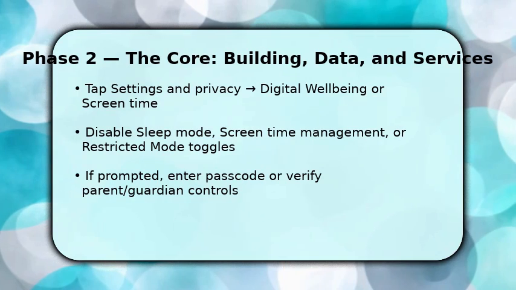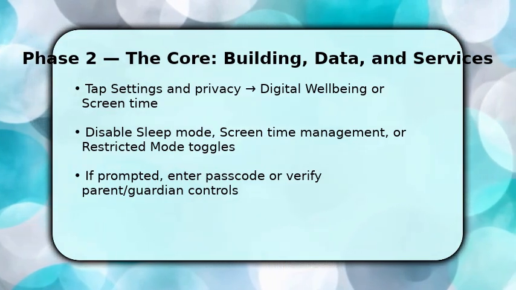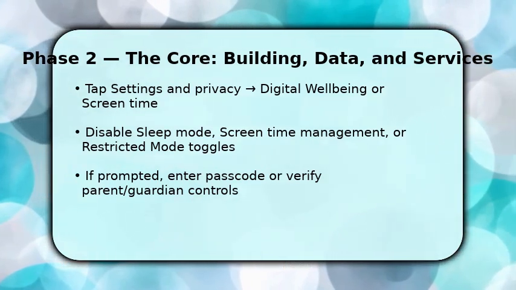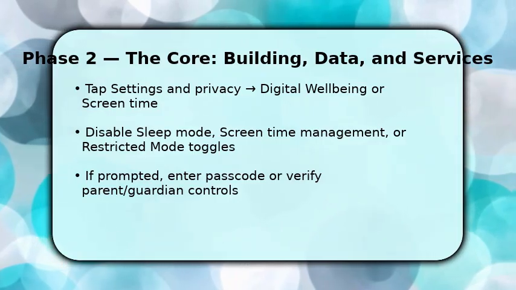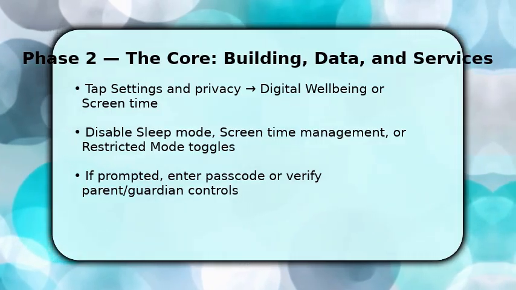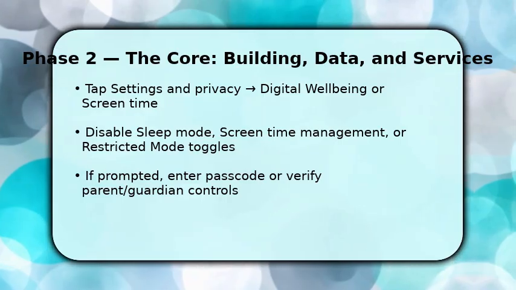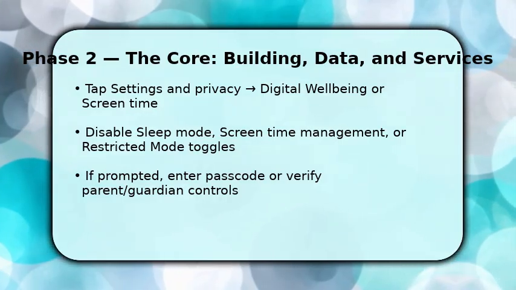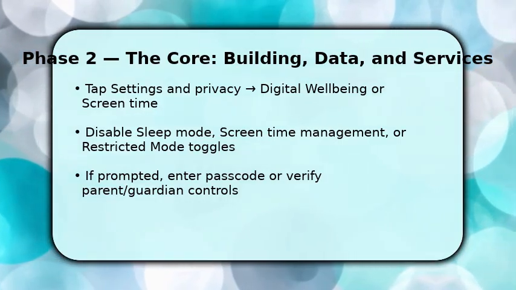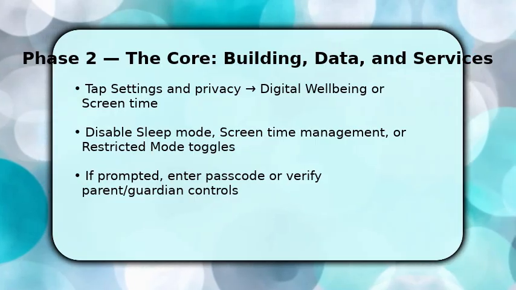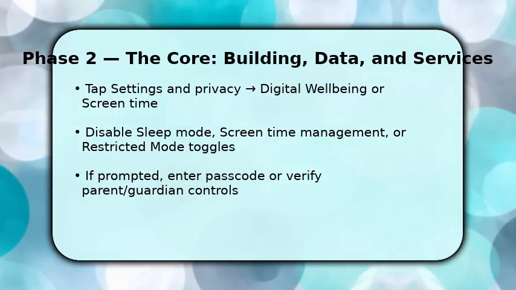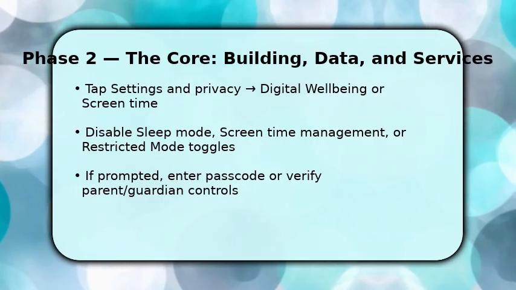You now navigate the middle. Open Settings and Privacy, then select Digital Wellbeing or Screen Time. Names vary by version. Locate Sleep Mode and any Screen Time Management toggles and switch them off. If Restricted Mode is enabled, turn that off too. If an access code or parental verification appears, enter it. This is why you needed the right account.